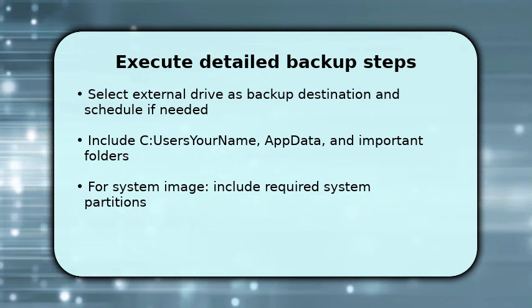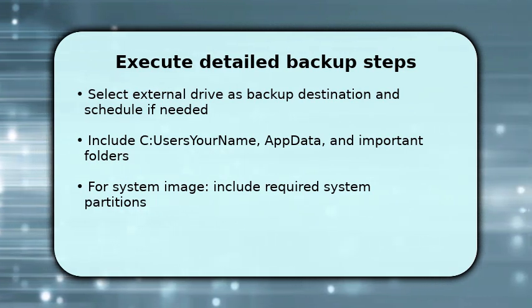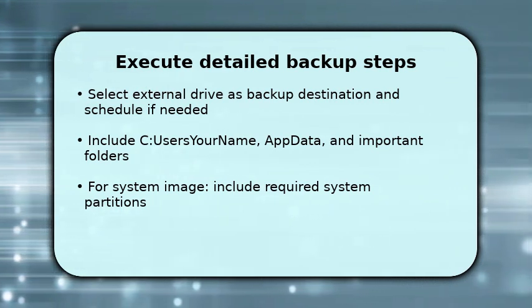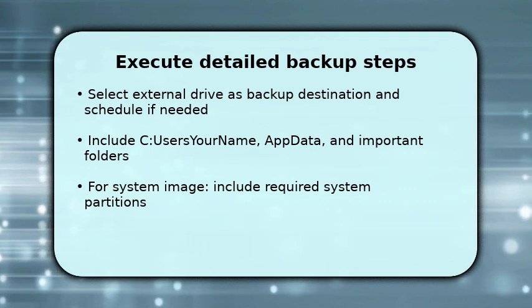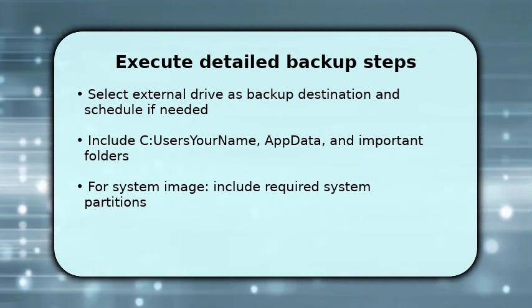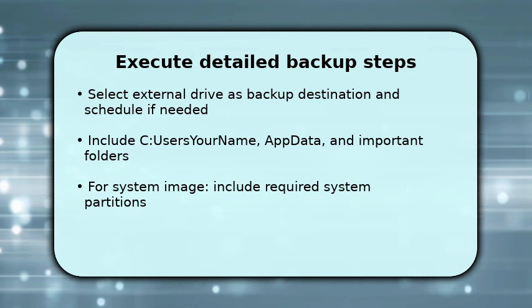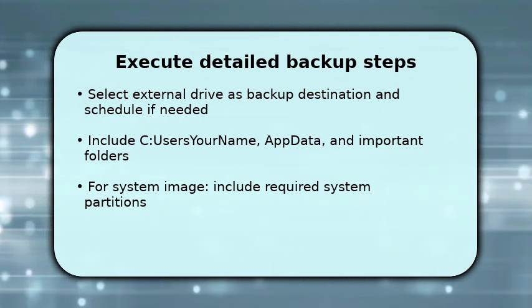If copying manually, open two Explorer windows and drag desktop, documents, downloads, and app data folders to the external drive to preserve file structure. If creating a system image, include system reserved partitions. This takes longer, but lets you restore Windows exactly as it was.